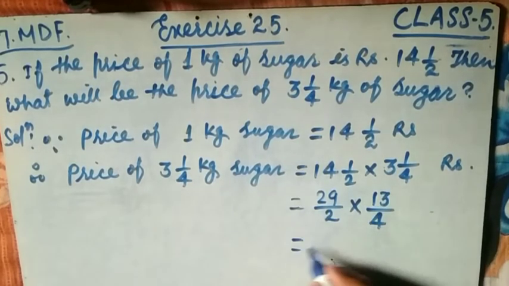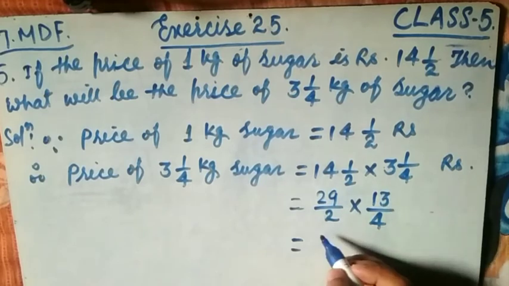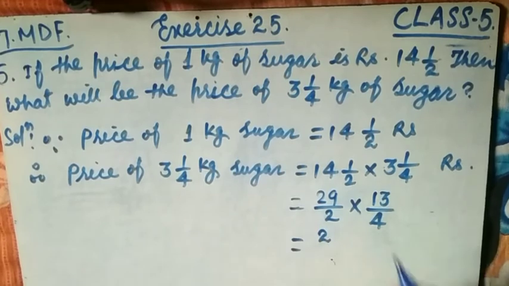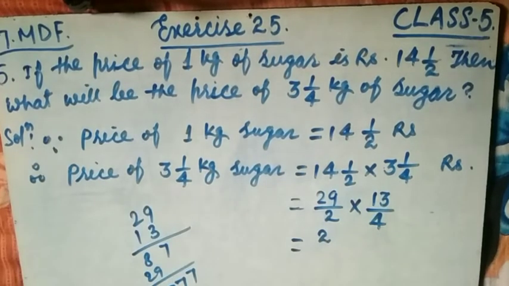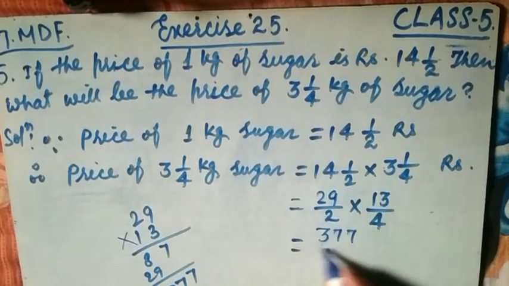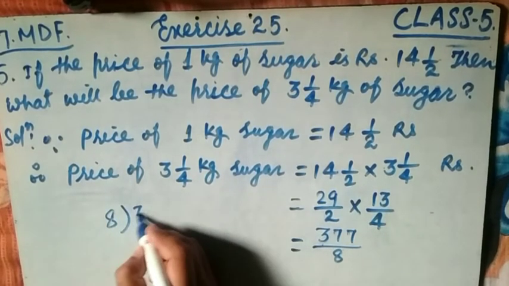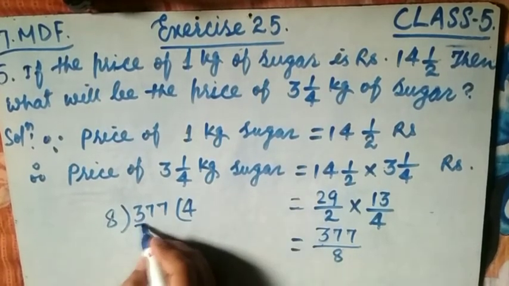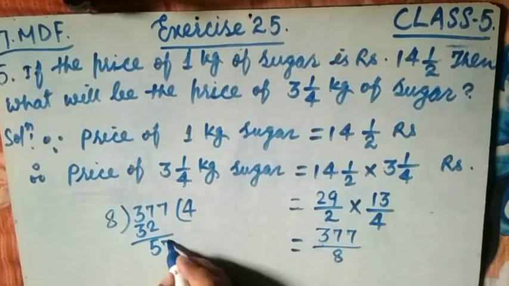Now see, numerator multiplied by numerator and denominator multiplied by denominator. This 29 is multiplied by 13. Now friends, see, after multiplying we got 377, and 4 times 2 is 8. Now divide 377 by 8. Have a look. 8 times 4 is 32, leaving 5 and 7.